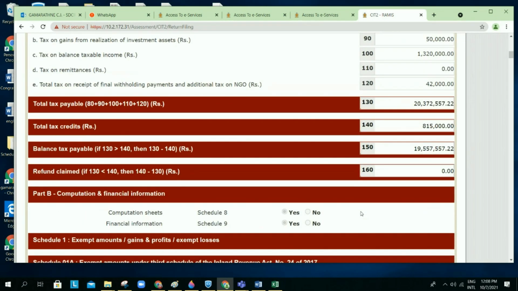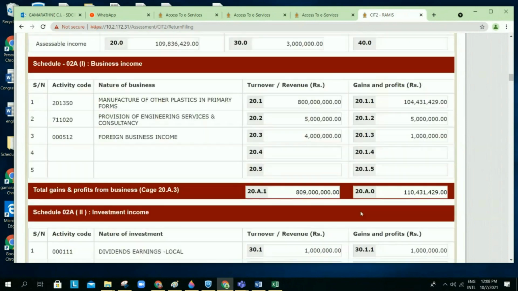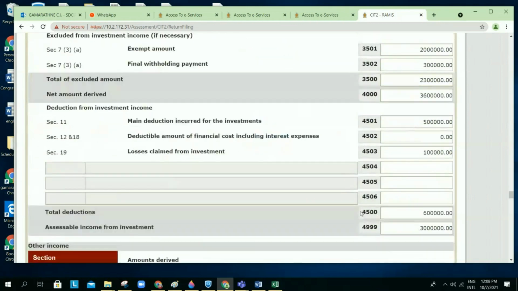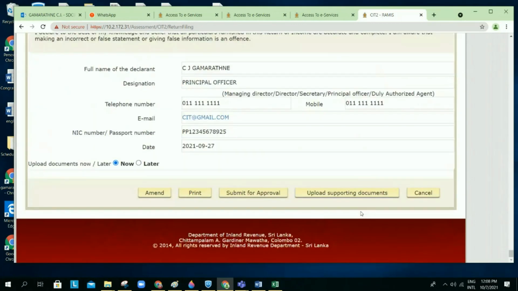Now we are ready to submit the return, but you can't submit directly to the IRD because we are logged in using the preparer SSID. Therefore, you have to submit for approval. Then after logging in as the approver, you can submit the return to the IRD. Then I go to here, submit for approval.